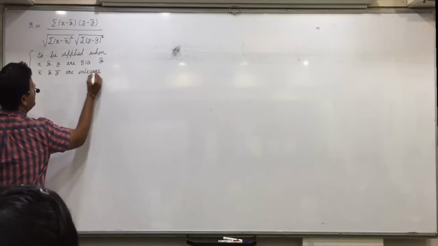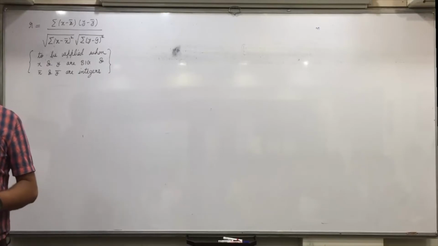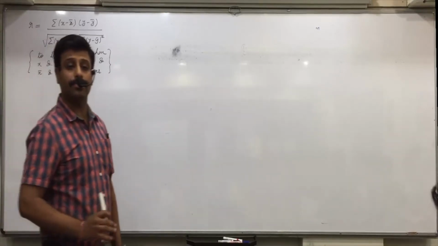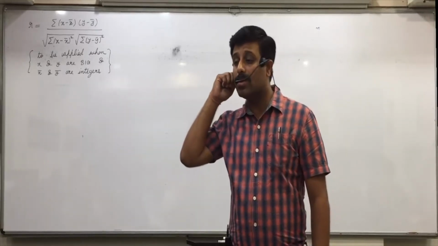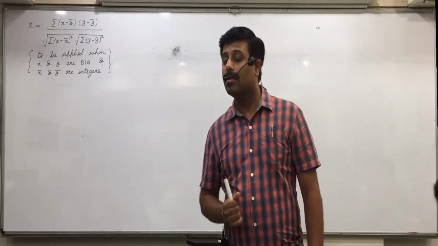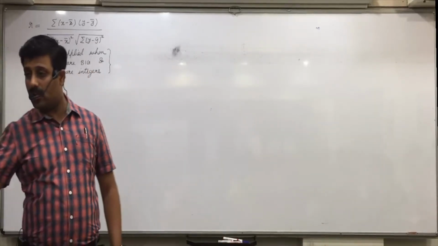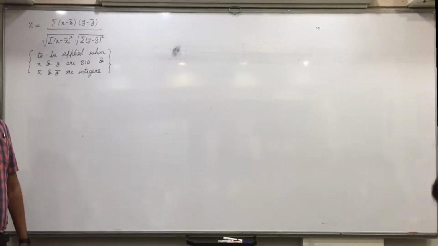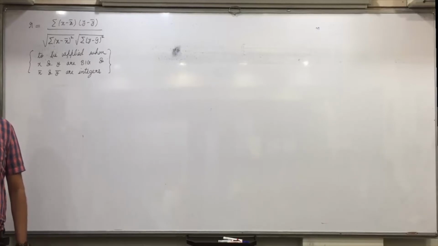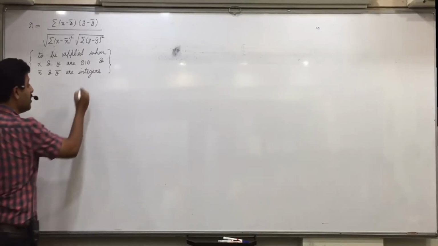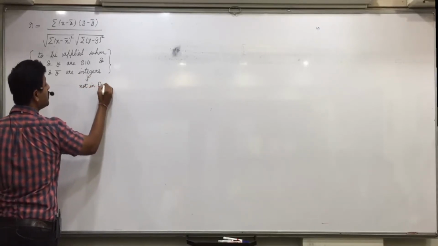Now, what do you mean by integers? Minus 3, minus 2, minus 1, 0, 1, 2, 3. Correct. Z is integers, R is real numbers, N is natural numbers. Here integers means, you remember, it is not in decimals.